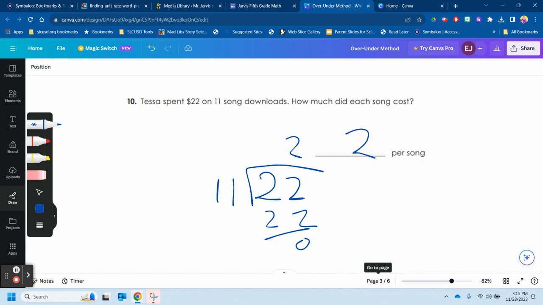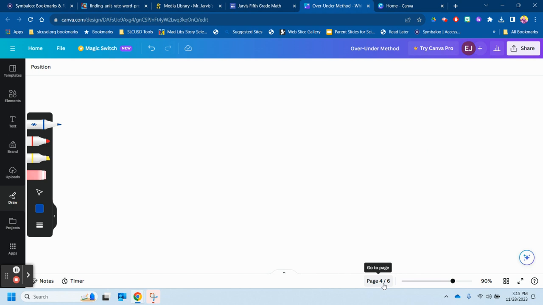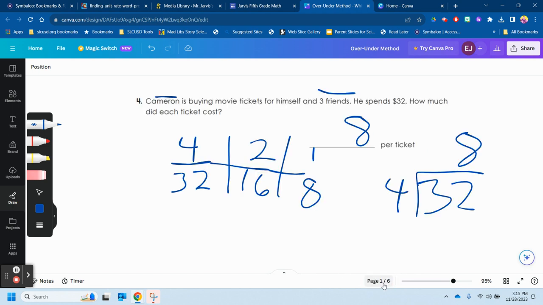So 2 times 11 is 22, so that kind of works out. That one's pretty easy. Other people kind of rip through this pretty quickly. So math today was pretty easy.